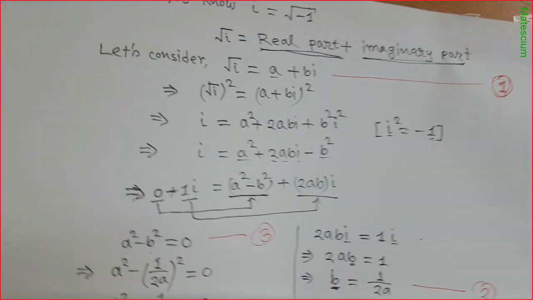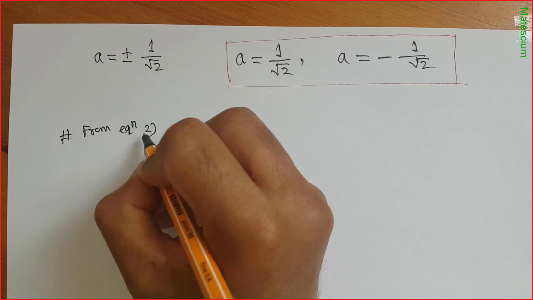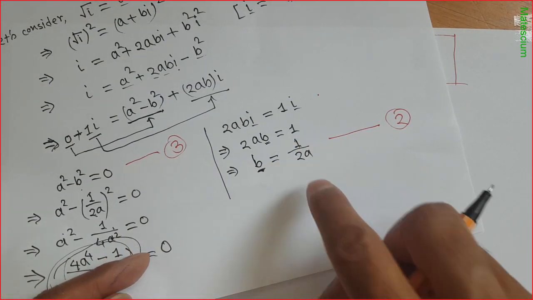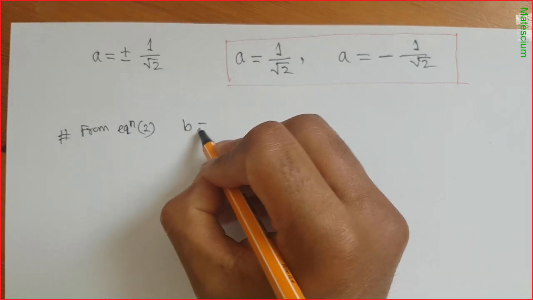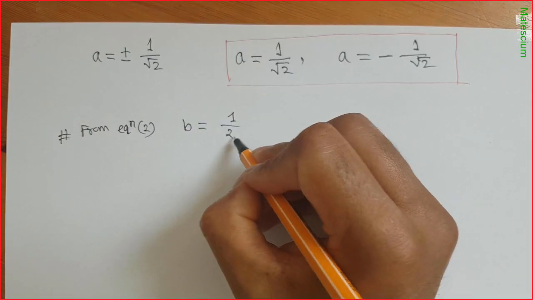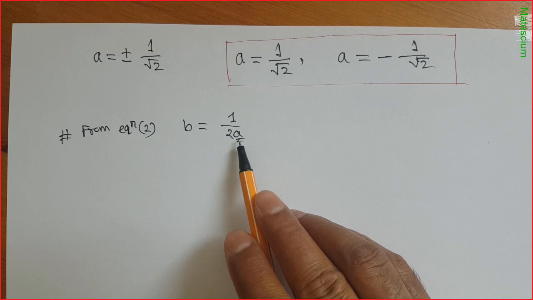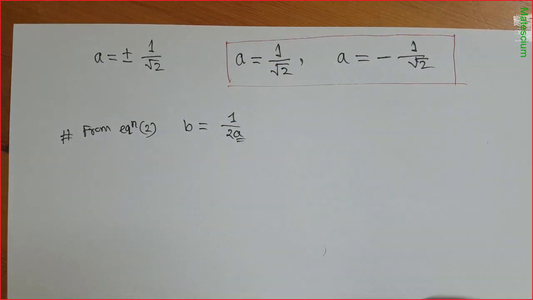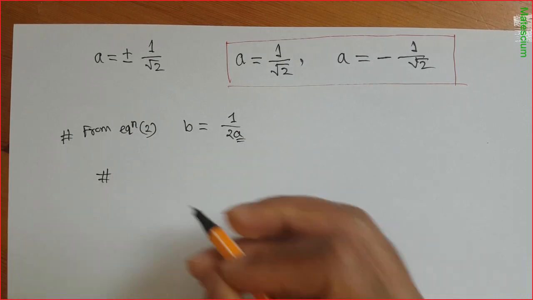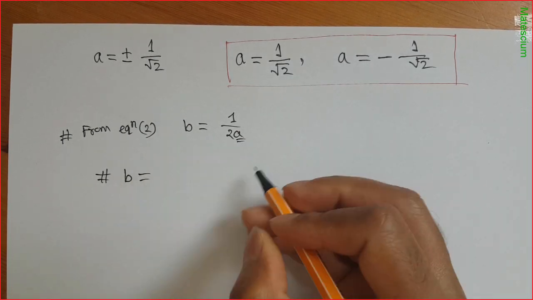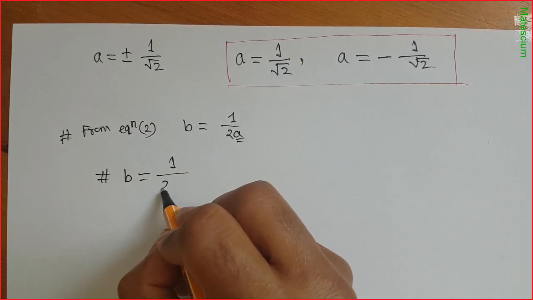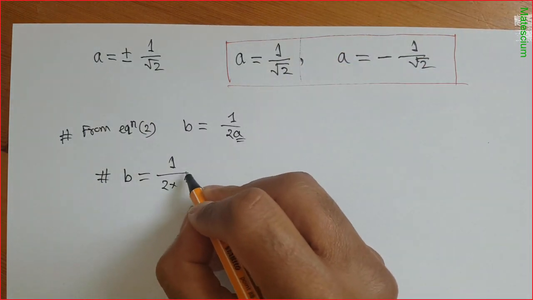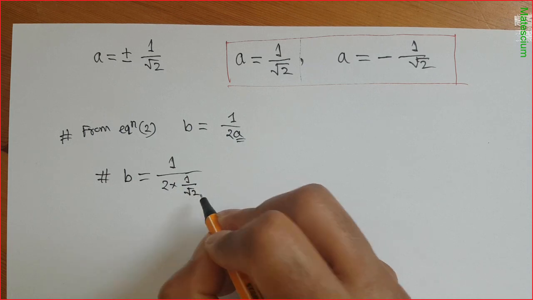Let's go back to our equation number 2 here. From equation number 2, we got b is equal to 1 over 2a. We can substitute the value of a by the positive value and the negative value. Let's see what happens. Let's say the first one is the positive value. b is equal to 1 over 2 times the positive value. If I consider this positive value to mean 1 over square root of 2.